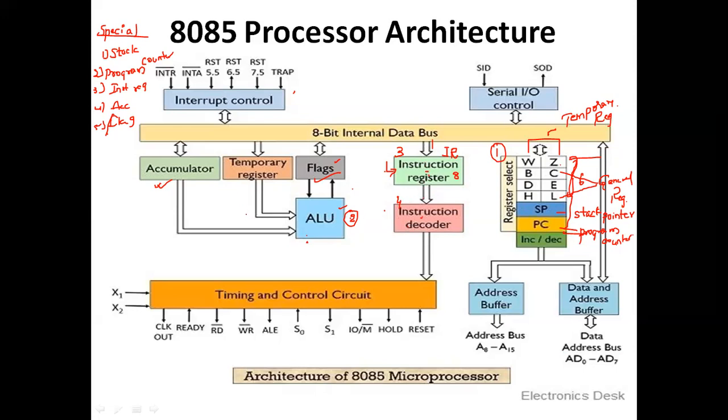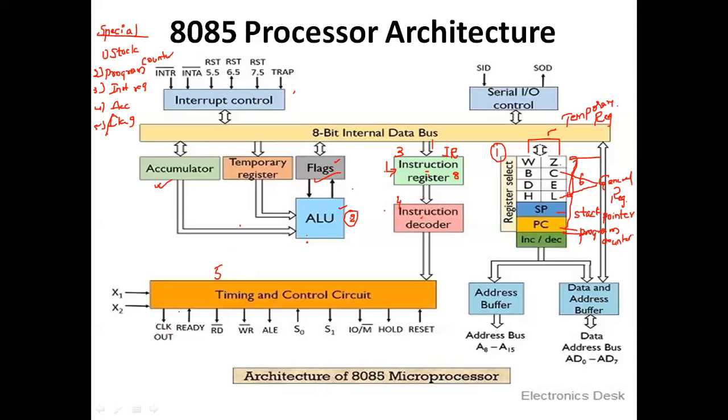And next one is the timing and control unit. The fifth one is the timing and control unit. The purpose of this timing and control unit is to provide timing and control signals to the microprocessor to perform various operations. Different operations it needs to perform. So in order to perform all those operations, the timing and control unit should work properly. That is the purpose of this timing and control unit.